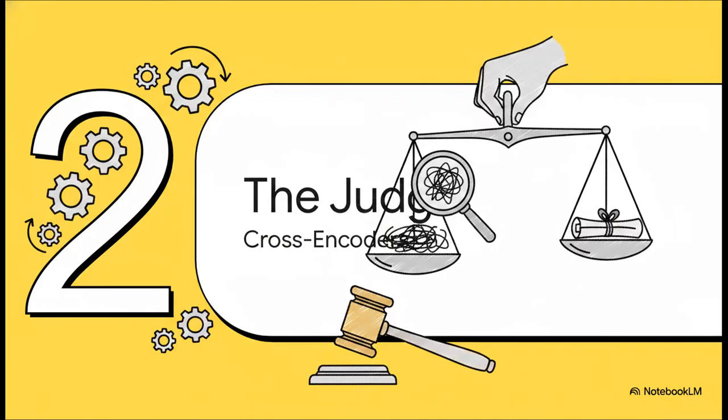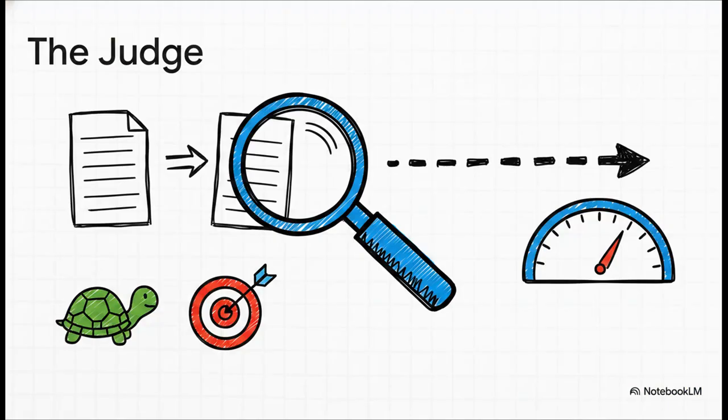But look, speed isn't everything. Sometimes what you really need is precision. And for that, we need to bring in our second character, the cross-encoder. Let's call this one the Judge. Now, the Judge works in a totally different way. Unlike our speedy Sprinter, it doesn't create a separate map point for each sentence.